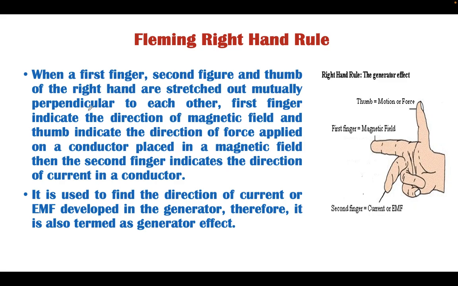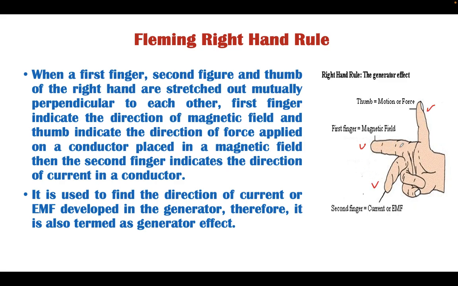Now, another important concept is Fleming's right hand rule. Fleming's right hand rule is when we stretch out three fingers of the right hand, the first finger, second finger, and thumb are stretched out mutually perpendicular to each other. The first finger indicates the direction of the magnetic field, and the thumb indicates the direction of force on a conductor placed in a magnetic field. Then this is the second finger, this is the first finger, this is the thumb.